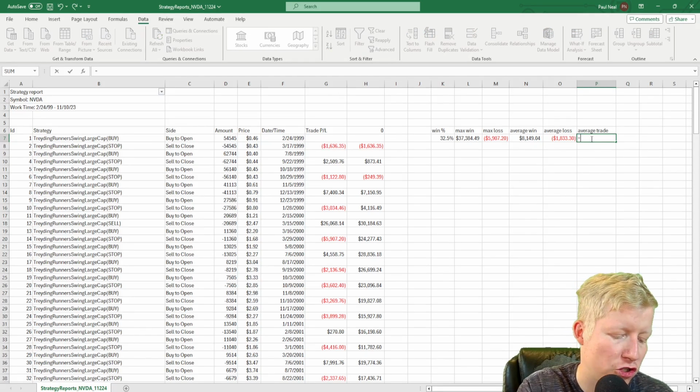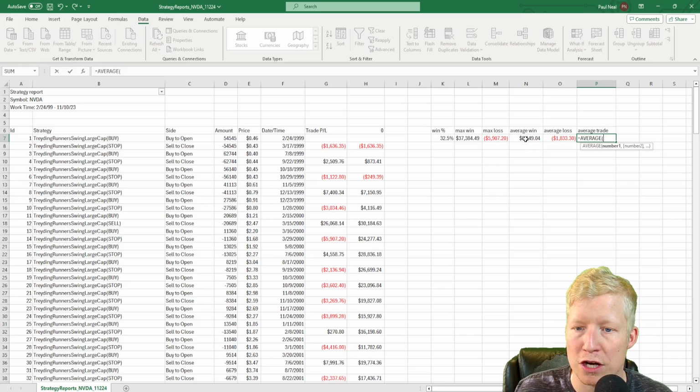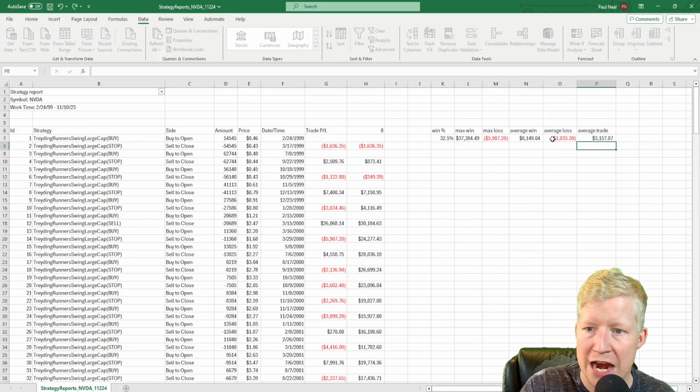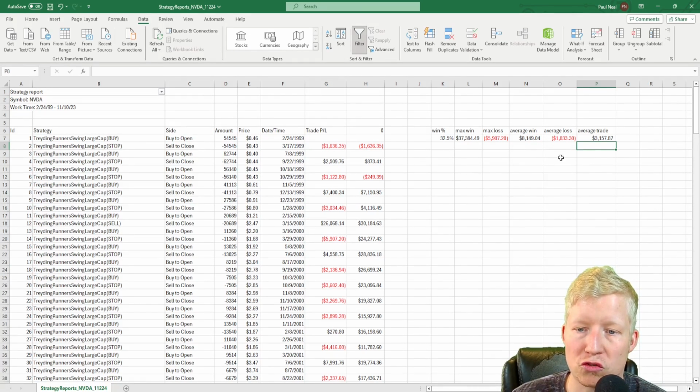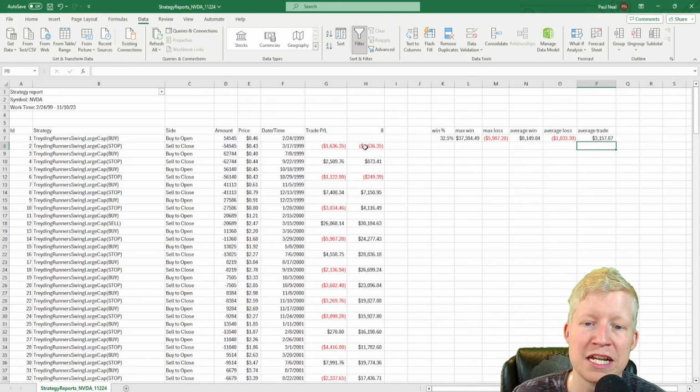Then of course your average trade is pretty easy. You're gonna use average, and you're just gonna take the average of your average win and your average loss. So this average and this average, you're gonna take those two averages. So every trade that this strategy has entered, the average P&L is $3,100. And if I haven't mentioned it yet, not that it necessarily matters, this strategy is taking $25,000 positions.